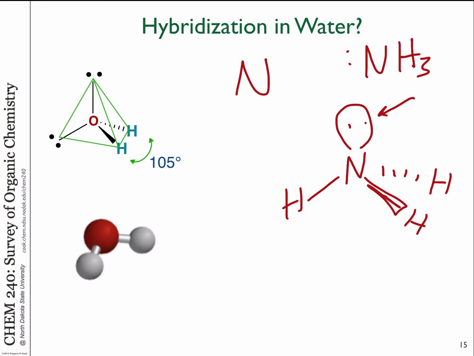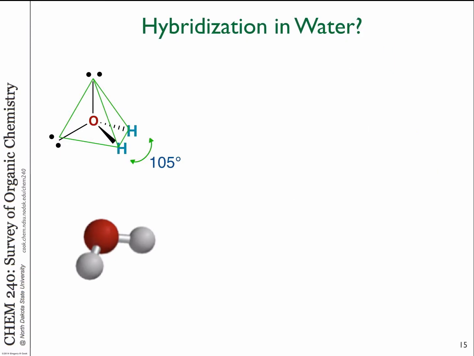Guess what the hybridization is? sp3. Hybridization of nitrogen is sp3. It's all the same. Okay. So any questions on sp3 hybridization? What that looks like? Yes?